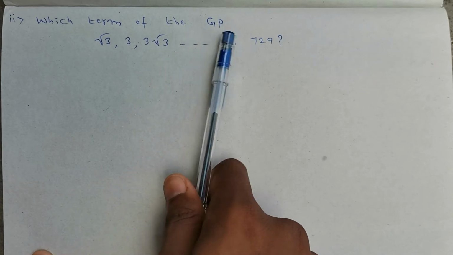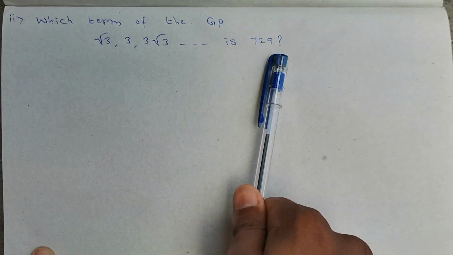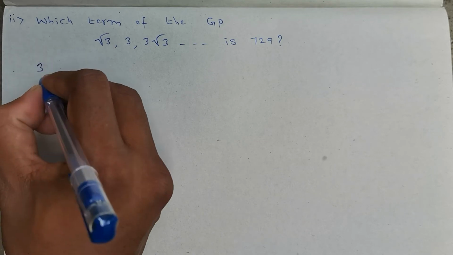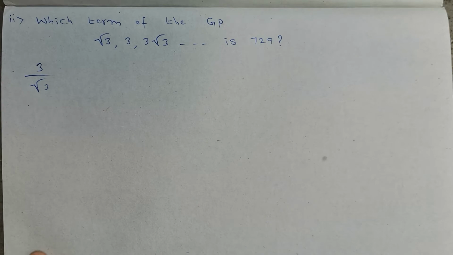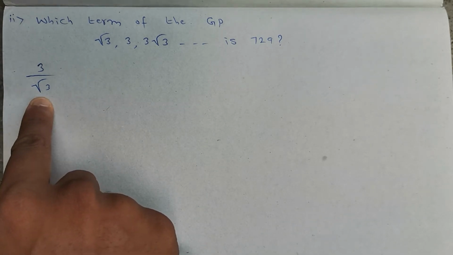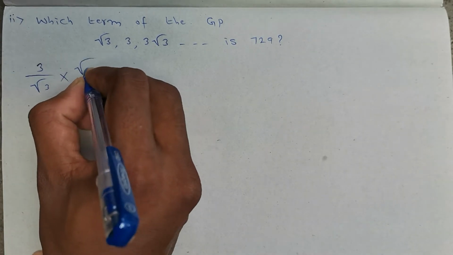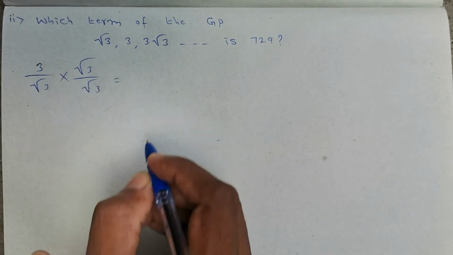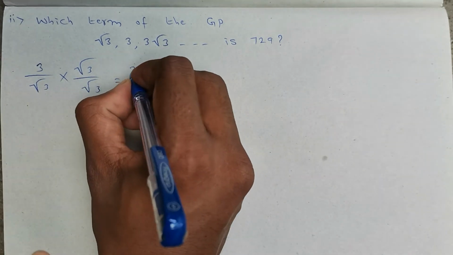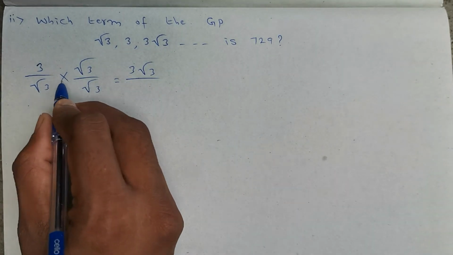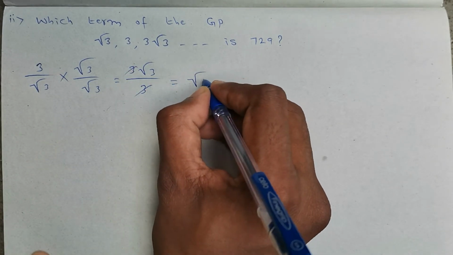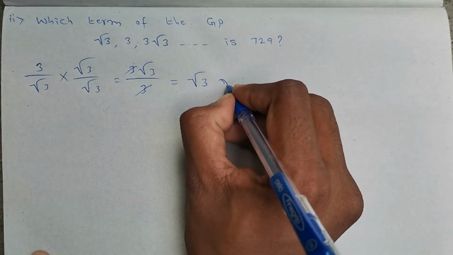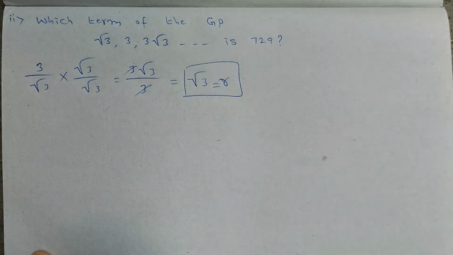Which term of the GP is 729? Here the second term is 3 divided by the first term, root 3. So the common ratio is 3 divided by root 3, and we don't want any irrational number in the denominator, so I'm multiplying and dividing this by root 3 again. 3 into root 3, 3 root 3, divided by root 3 into root 3, 3. So this 3 will get cancelled, so we remain with root 3. So the common ratio is root 3.